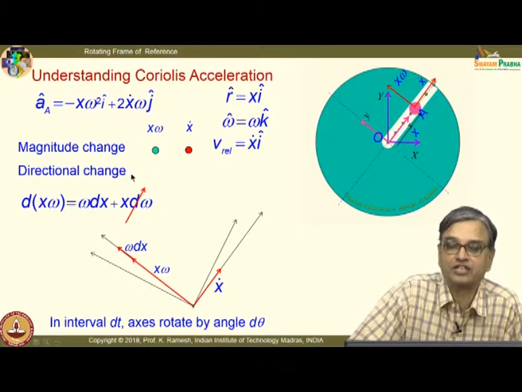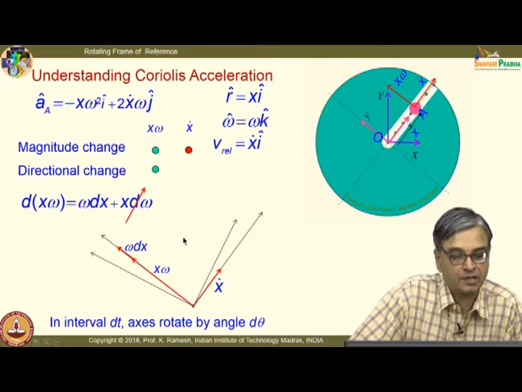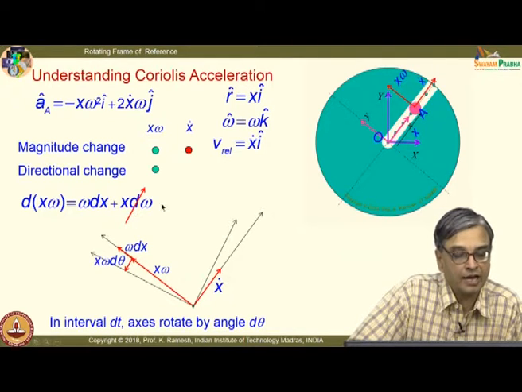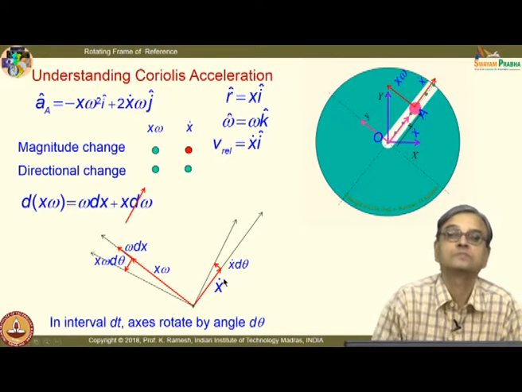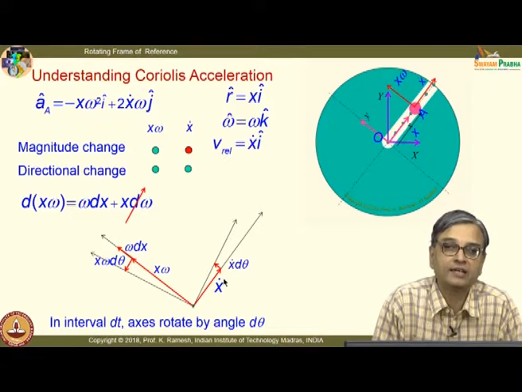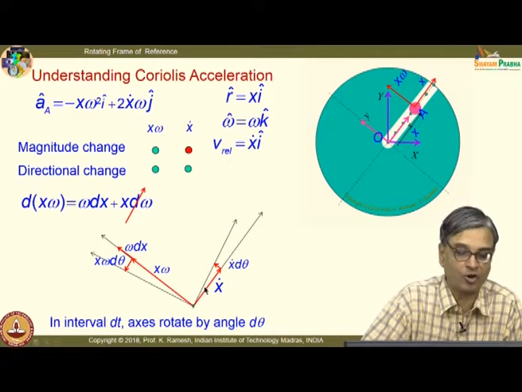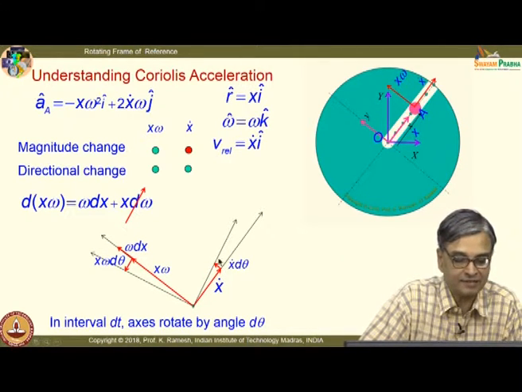Now, let us look at the directional change. The directional change exists for x omega, and that is depicted like this: x omega d theta. I also have a directional change of x dot, which is depicted as x dot d theta. What you will have to look at is a person sitting on the rotating platform. Because he is rotating with the platform, he fails to recognize these two quantities.